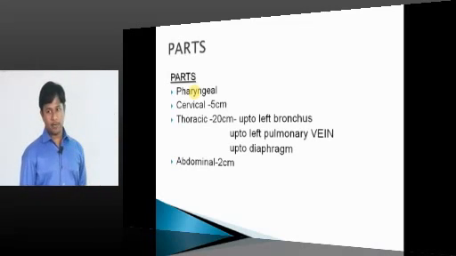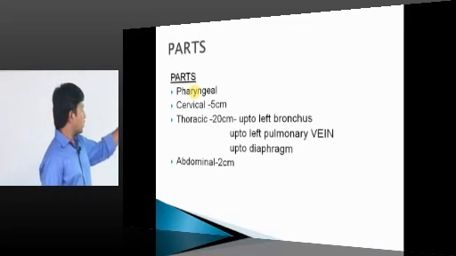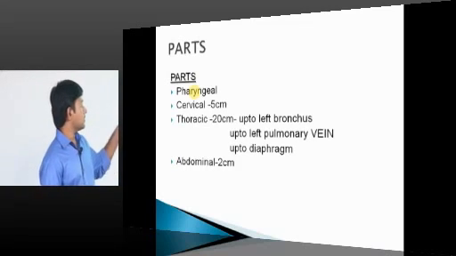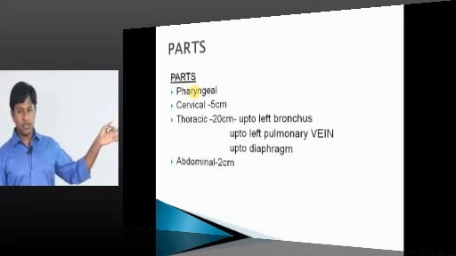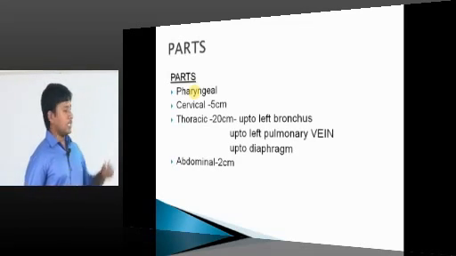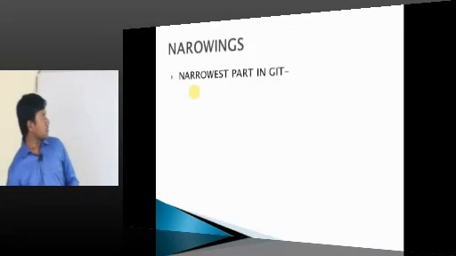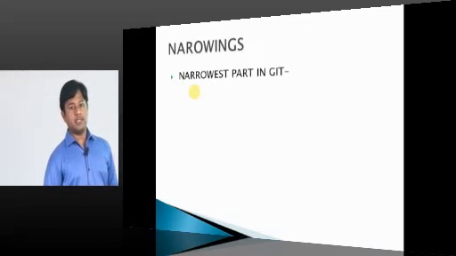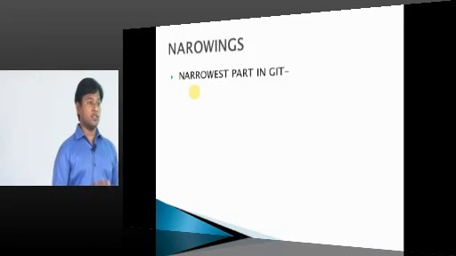Of course, the cervical part is 5 centimeters. Remember, these lengths are again important. The thoracic part is 20 centimeters, and the thoracic part is again divided into 3 areas: one up to the left bronchus, the next the pulmonary vein, and the last of course the diaphragm. These are the 3 parts of the esophagus, or in particular 4 parts of the esophagus. Now, after completing these parts, let us talk in particular about the esophageal narrowings, which is very important for your MCQ parts.